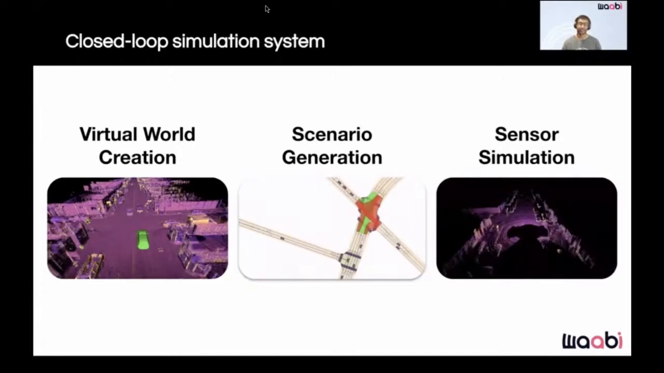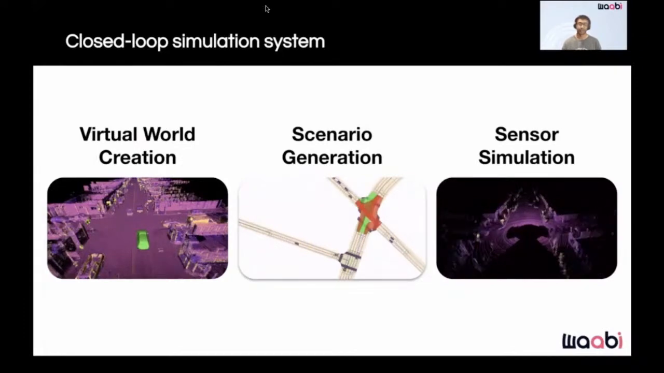A good closed-loop simulation system will have lightweight geometry representations that capture the essential aspects of the real world, a diverse set of scenarios with human-like traffic behaviors, and fast sensor simulation systems that generate realistic observations of the world that are consistent across different viewpoints, sensor types, and time.